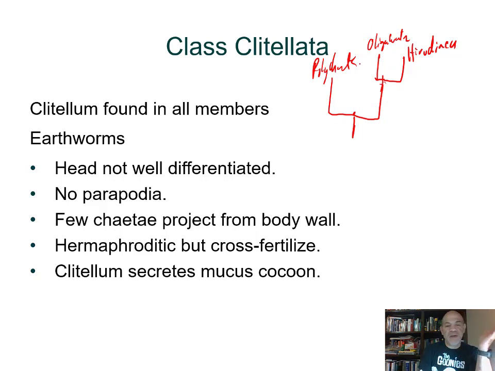So things have gotten a little bit flipped. The world of understanding these worms has gotten turned upside down based on new information. But for now, we're going to go with the older classification system. An earthworm is still going to look like an earthworm.